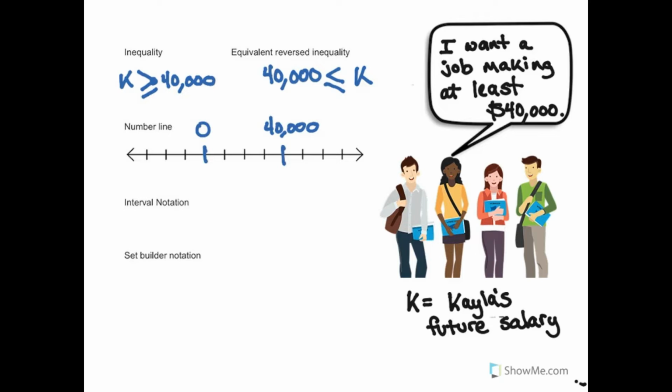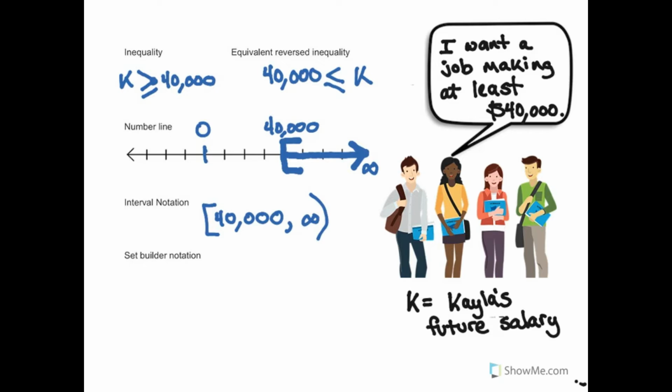On the number line, we shade the numbers that make the inequality true, numbers over 40,000, but this time 40,000 is included in the interval, and we show that with a square bracket or a closed circle, but the square bracket is helpful because it takes us to interval notation. Square bracket 40,000 is the beginning of the interval, and it shows that 40,000 is included. It goes to infinity. Infinity always gets a parenthesis because infinity is not a number that can be included in an interval.